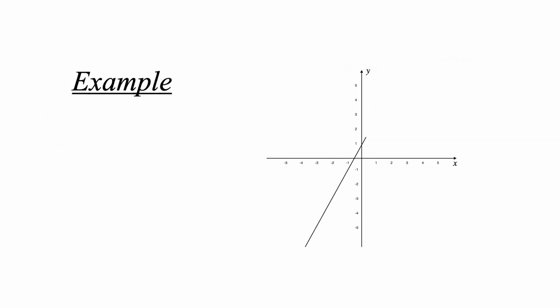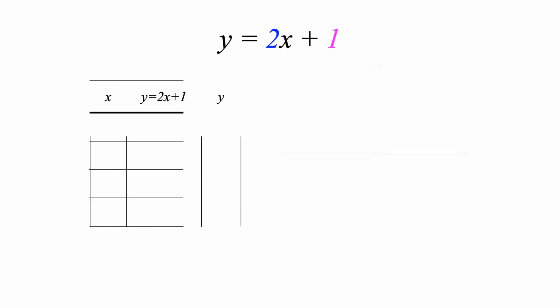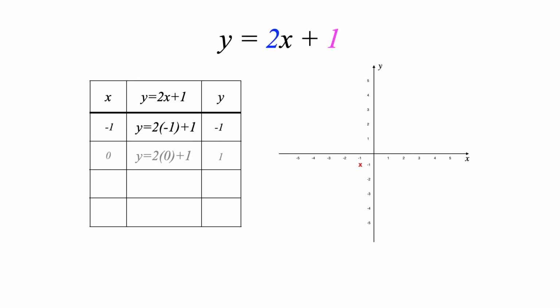For example, let's take the line where the gradient m is 2 and the y-intercept c is 1. If we apply this to the equation y = mx + c, this line has the equation y = 2x + 1. For all values of x, we can create a table to calculate the value of y, plot those coordinates on a graph, and draw a straight line through them.